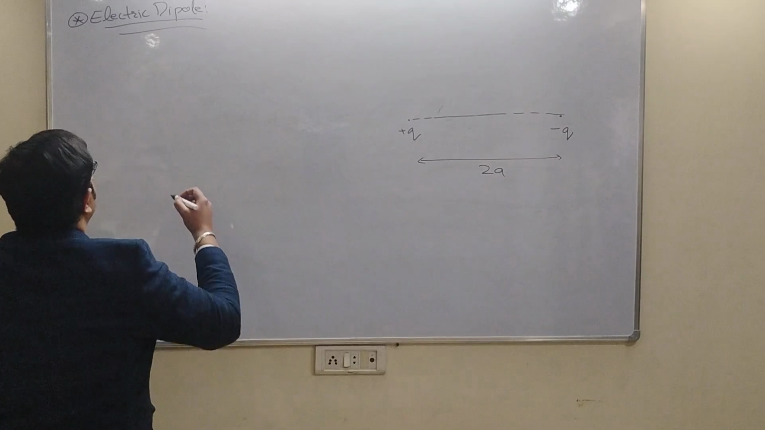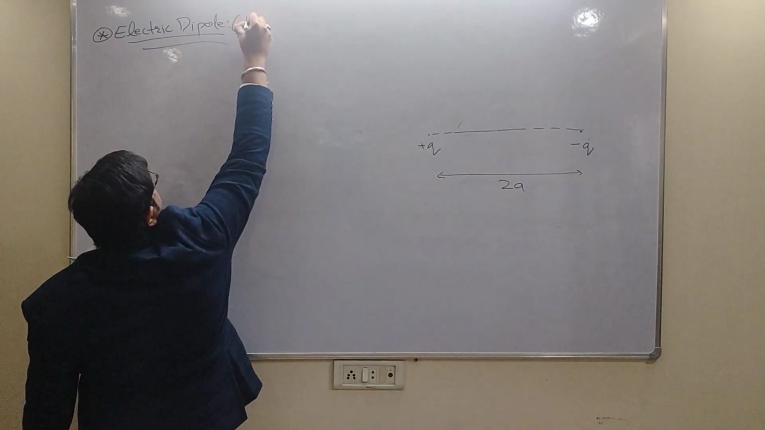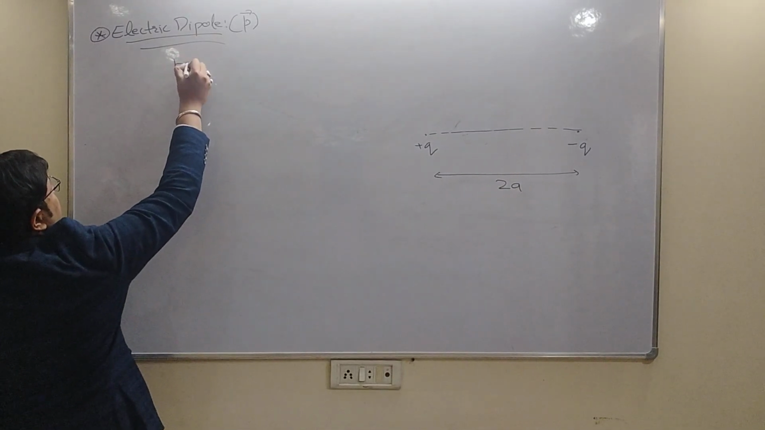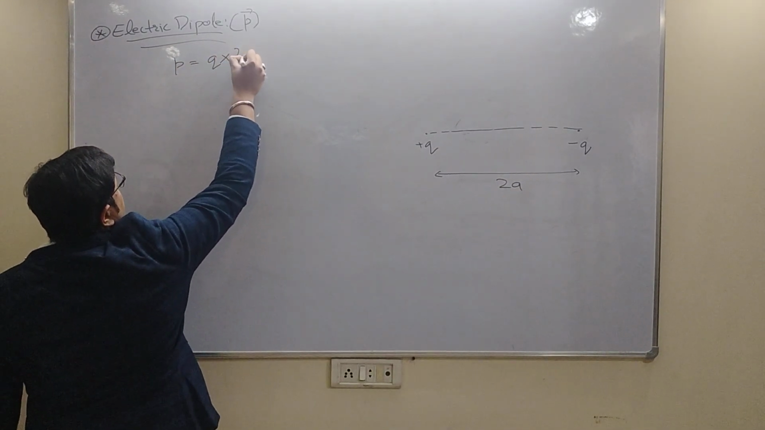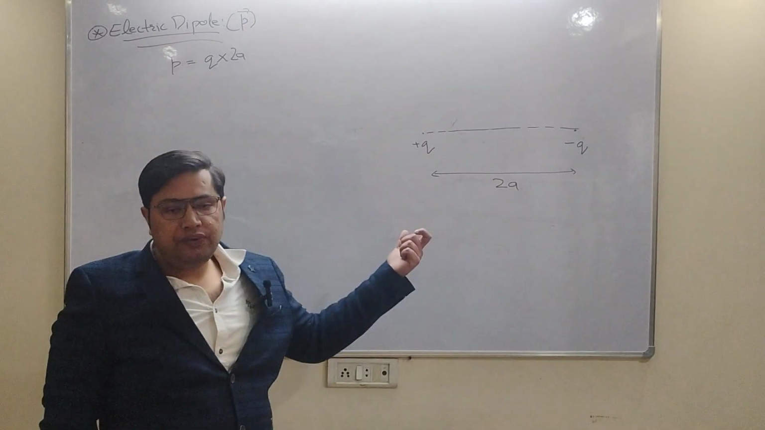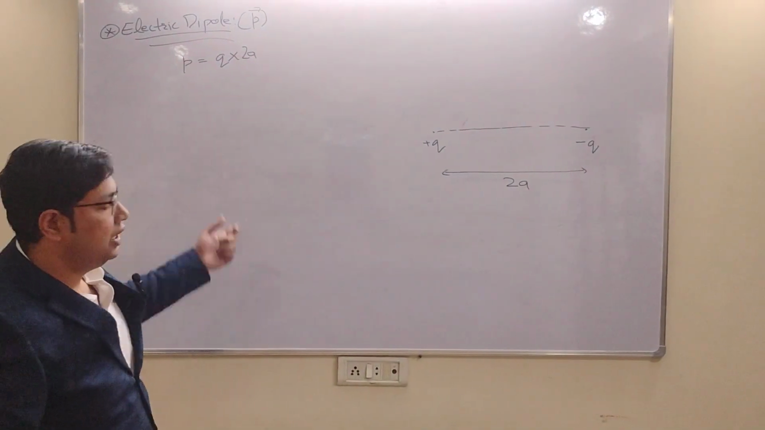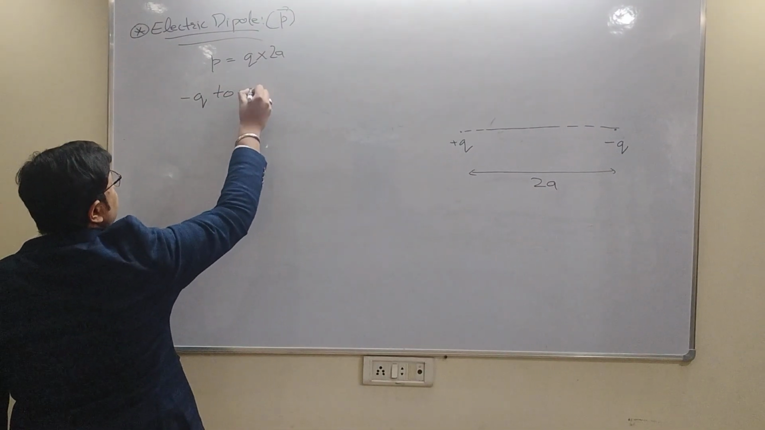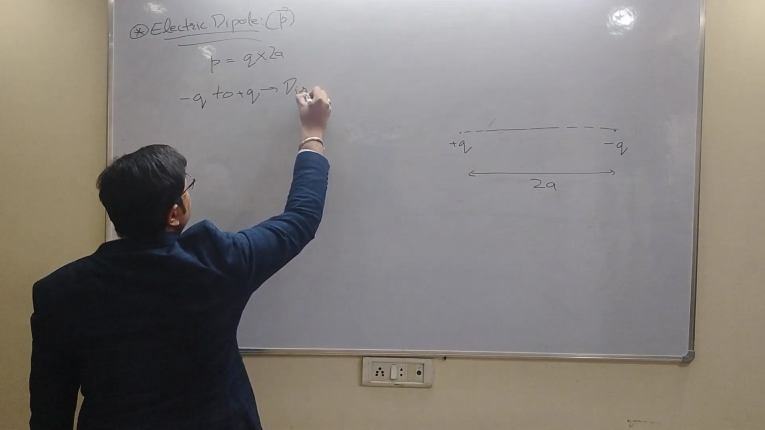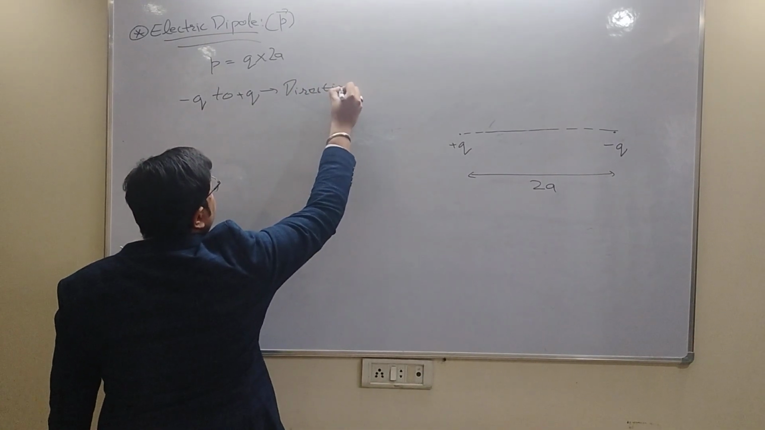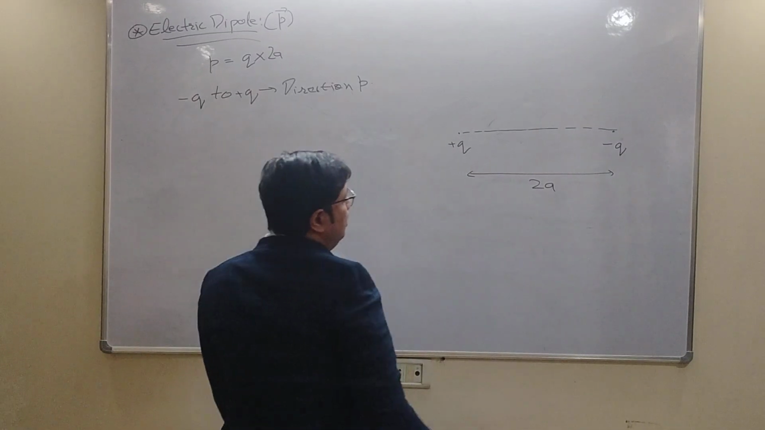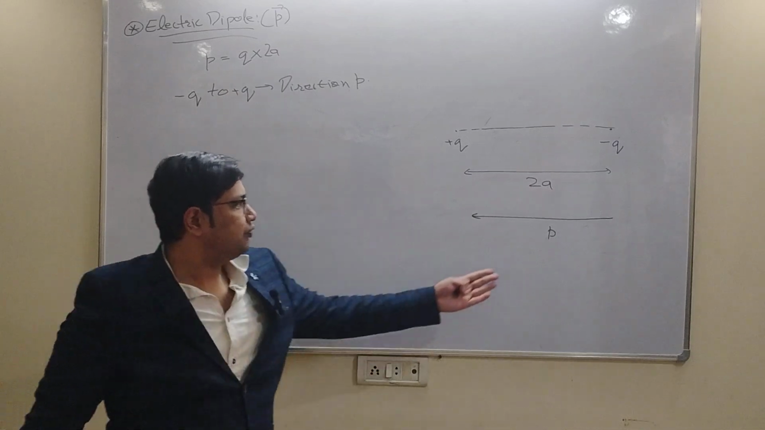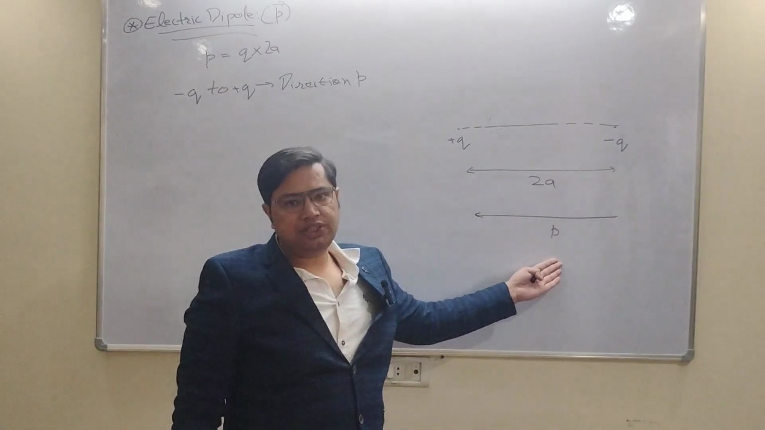So the magnitude of the electric dipole is denoted by P and it is a vector quantity. The magnitude of P is equal to q times 2a. Charge multiplied by the distance between the charges is the magnitude of this P. What about the direction? Direction is minus q to plus q. This is the direction of P. From negative to positive, this is the direction of P.